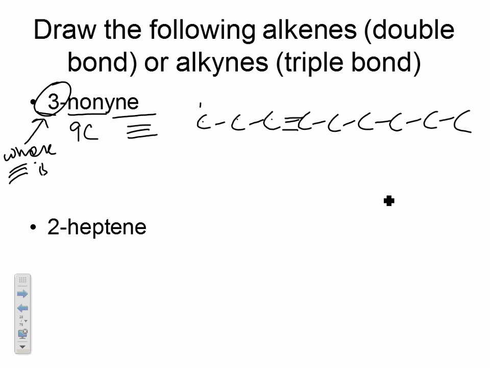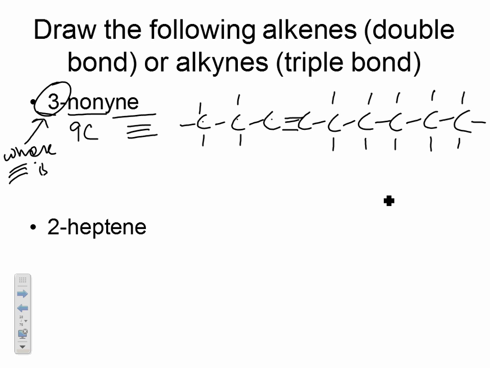So this first carbon needs 3 more bonds to get to 4. The second carbon needs 2 more bonds to get to 4. Ooh, this 3rd carbon is actually completely set. It already has 4 bonds. So don't draw any more hydrogens there. As does the 4th carbon. It already has 4 bonds. But this one needs 2, that one needs 2, that one needs 2, and this last one needs 3. So every carbon always gets 4 bonds. Be very careful about that.